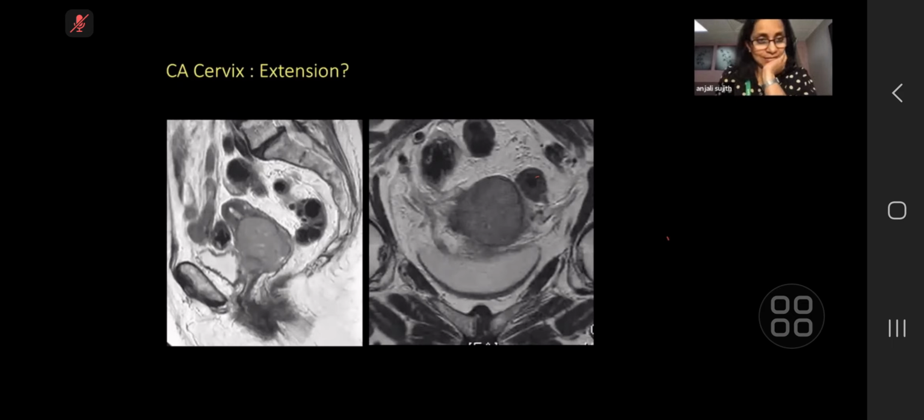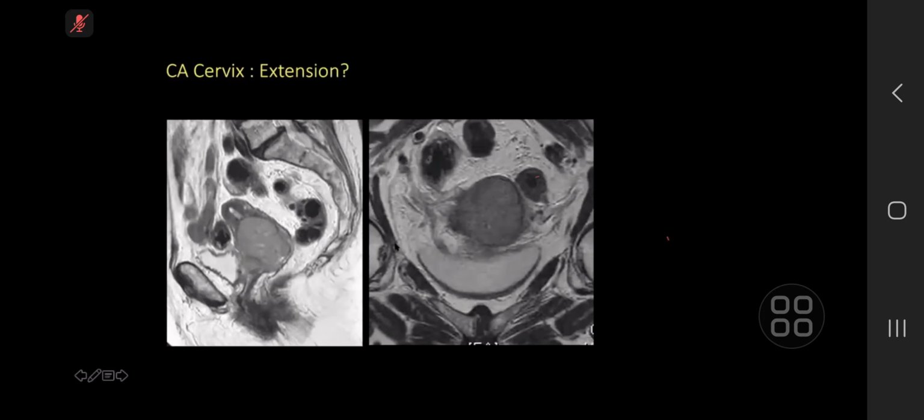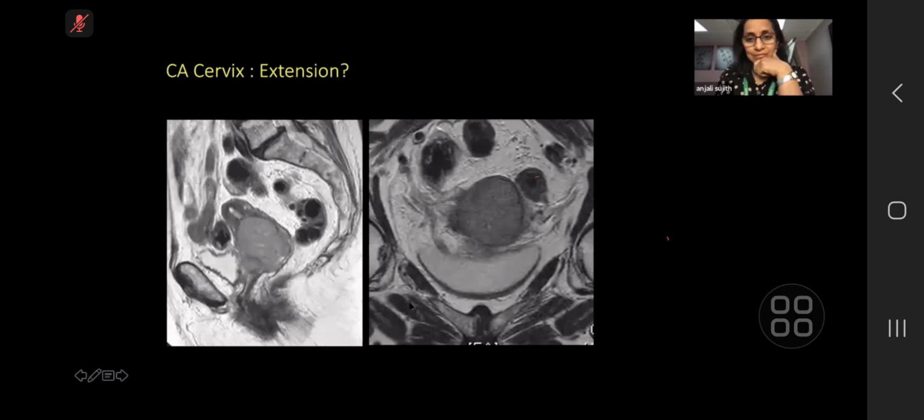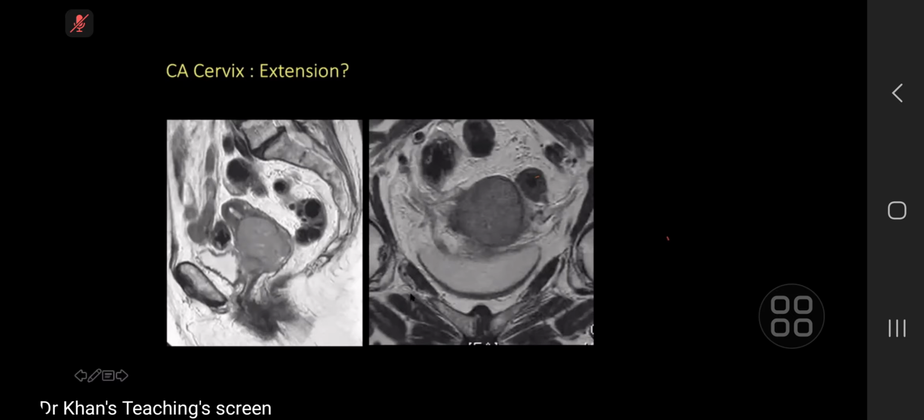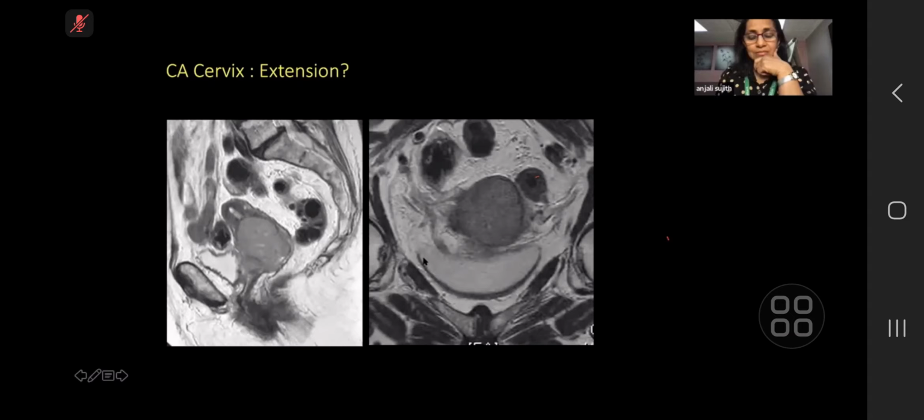What is the extension and what is the stage? Here is the axial one. Describe the extension. I think there's extension inferiorly and anteriorly into the posterior wall of the urinary bladder. So I think that would make it a stage 4. Good. So this is a stage 4 disease. Although parametrial involvement is there, if the bladder involvement was not present, this would have been a stage 2B disease. Okay. So clear? Yeah. Okay.